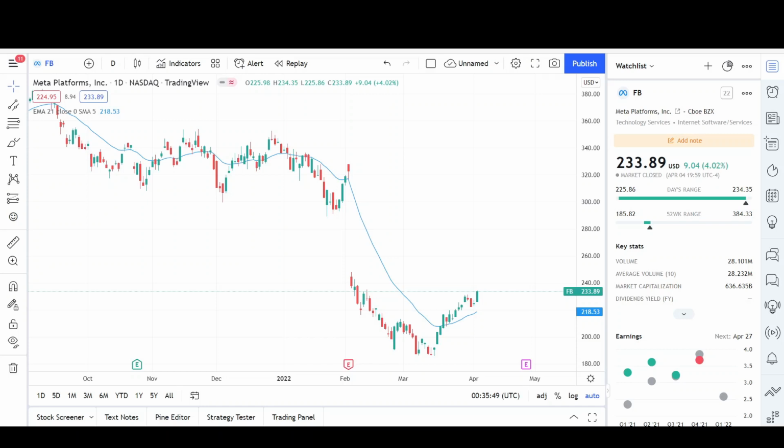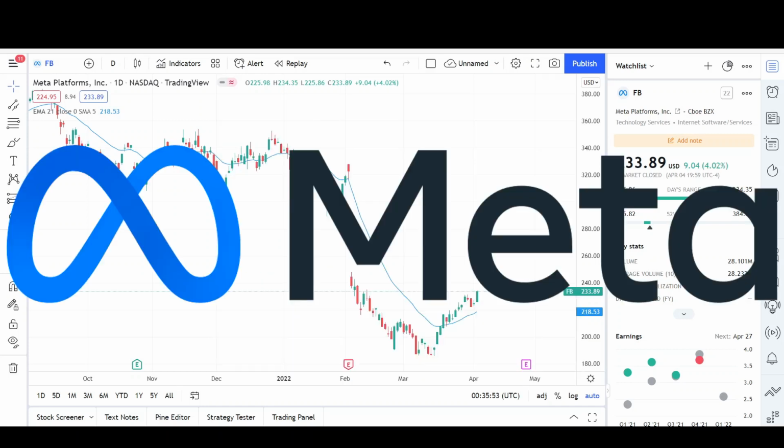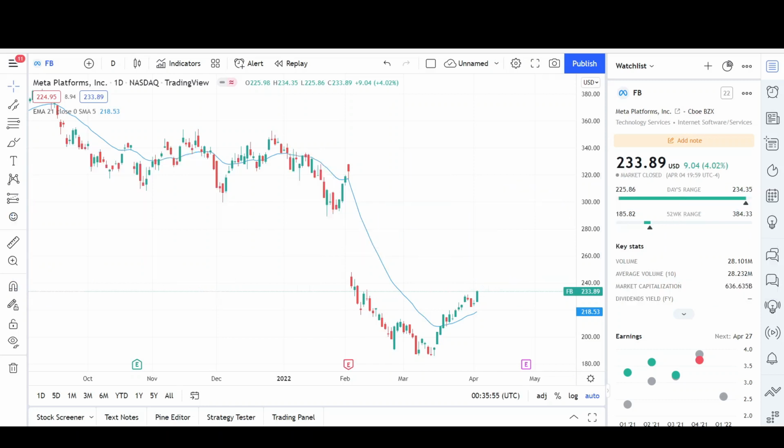What's up traders, this is Vee Trades and today I'll be doing a technical analysis breakdown for Meta platforms with the ticker symbol FB. If you want a chart analysis guaranteed to be done, please read the description below.